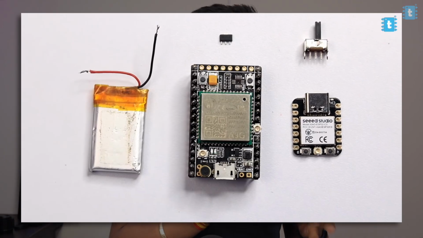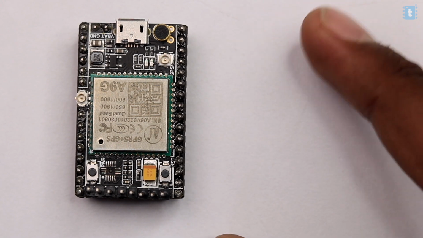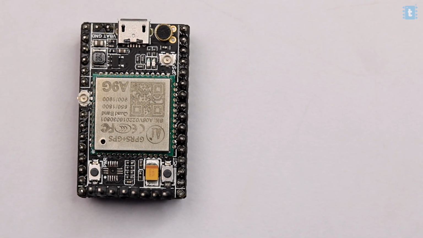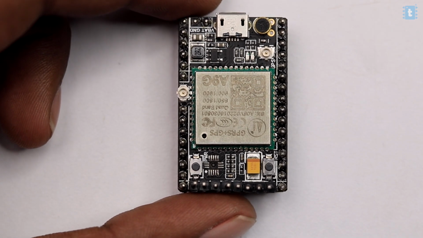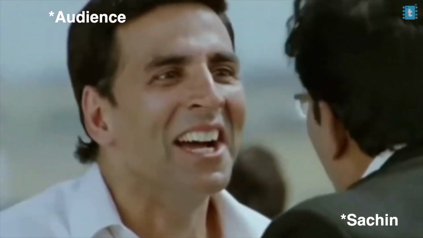So till now, you all, including me, have used the A9G board along with some other microcontroller board to provide the AT commands to our A9G board, right? But what if I say you no longer need any external microcontroller to give commands to the A9G board, as the A9G board in itself is self-programmed? And after hearing this, I know what your first reaction is going to be.